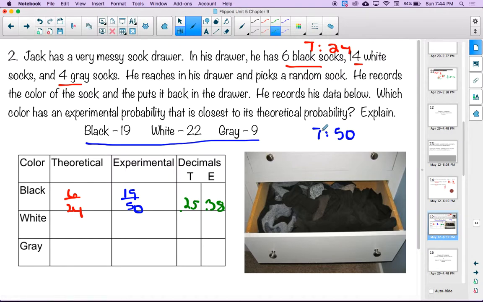So I did the first step for you. If I were you, I would set up this exact same table in your notes to help you with number 2. I would do the theoretical probabilities next, the experimental probabilities after that, and then find the decimals and see which two are closest. Okay, finish up this problem and we'll talk about it in class.